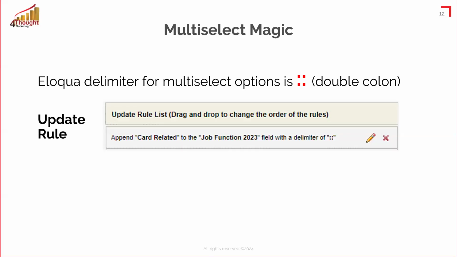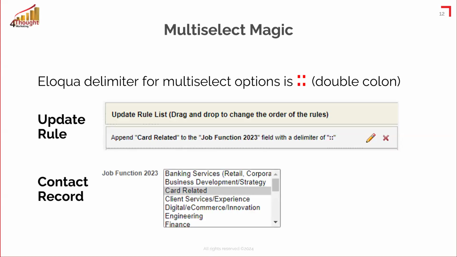So by using append and then choosing the delimiter of the double colon, you are putting the values into a format that Eloqua can read as being multi-select. So it will bring in all of the values that you select into the one field for, in this case, job function, and be able to read that as a multi-select. So here's what it looks like on the contact record if you were to apply the update rule shown above.